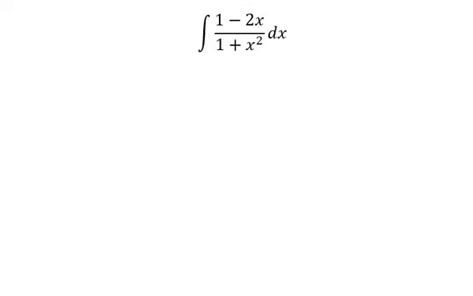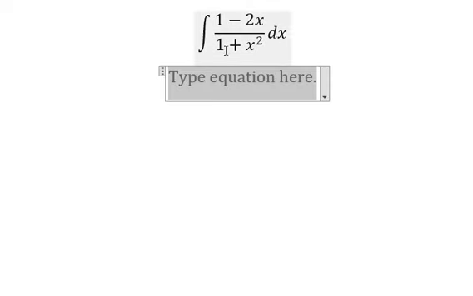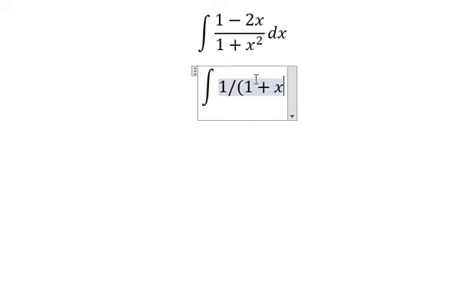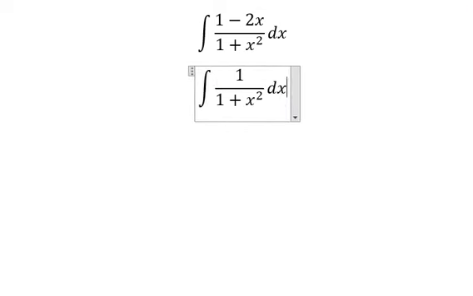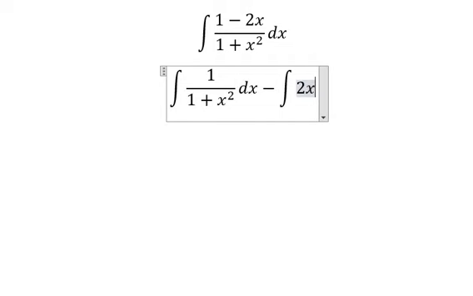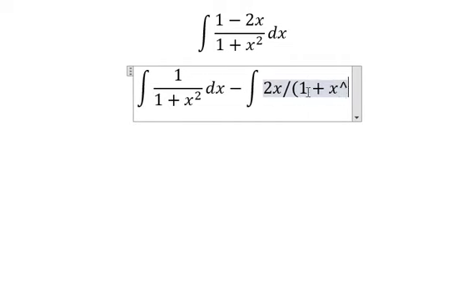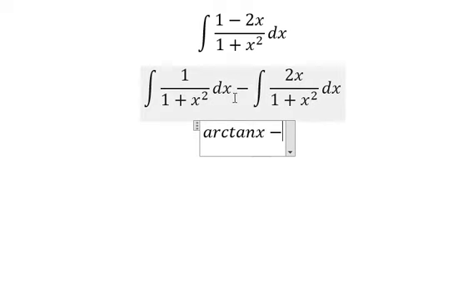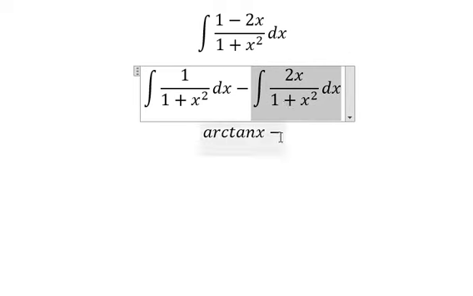About this one, we can separate it into the integral of 1 over 1 plus s squared dx, minus the integral of 2s over 1 plus s squared dx. The integral of the first one is tan of s. Now I will concentrate on the second one only.